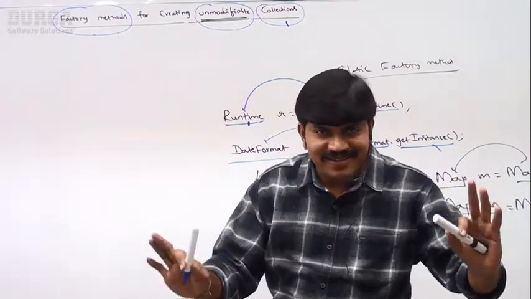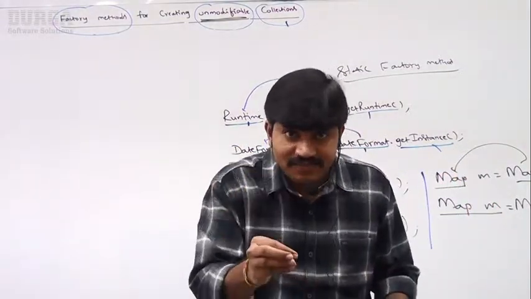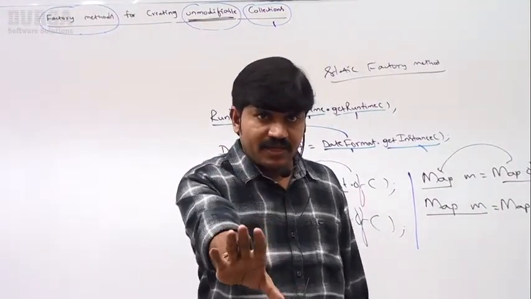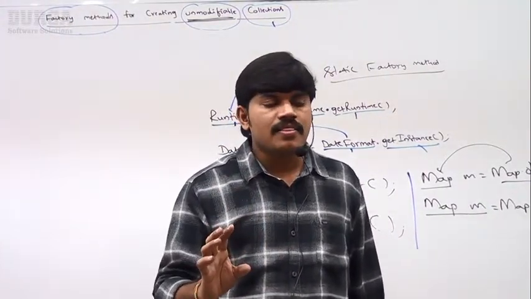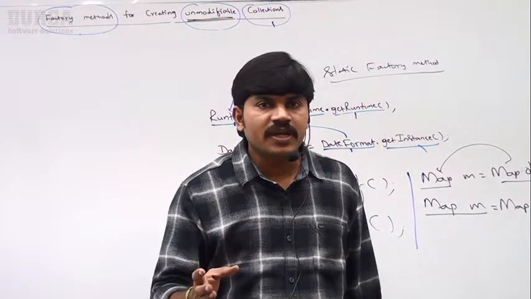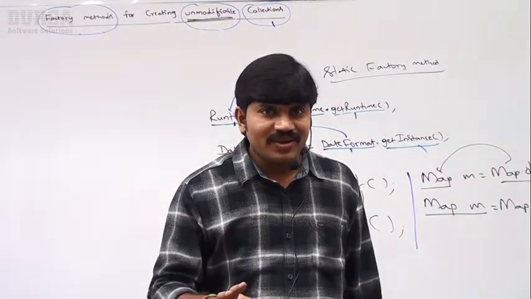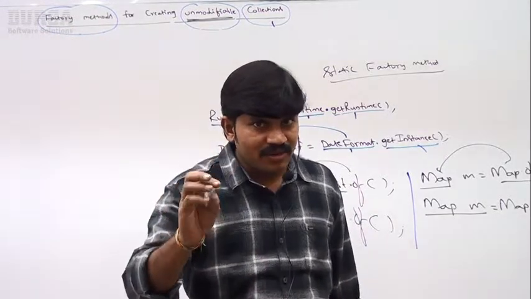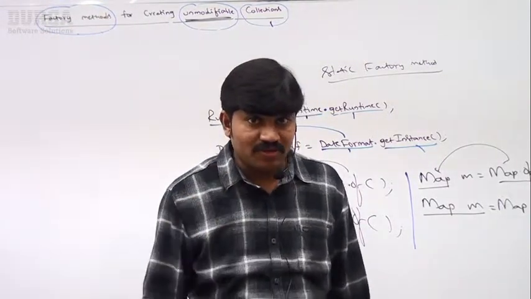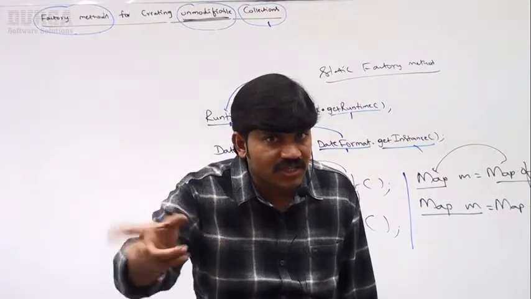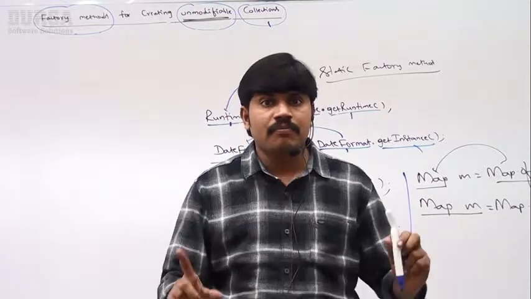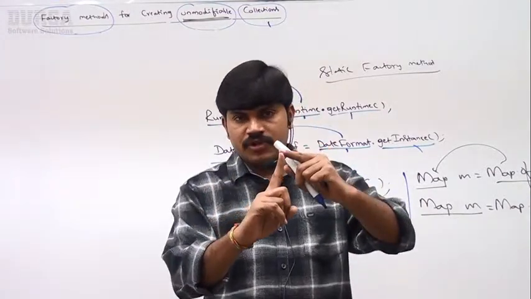I didn't start this topic yet, but what is a collection? What are List, Set and Map? You got the basic idea? List: duplicates are allowed, insertion order preserved. Set: duplicates are not allowed, insertion order not preserved. Map is a group of key-value pairs. If you want to represent a group of key-value pairs, then we should go for Map. So we covered what a collection is.